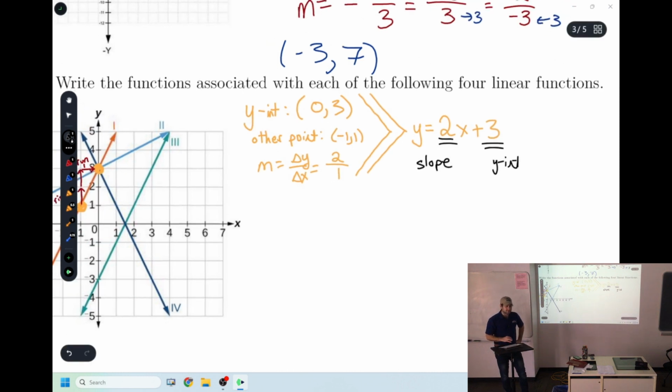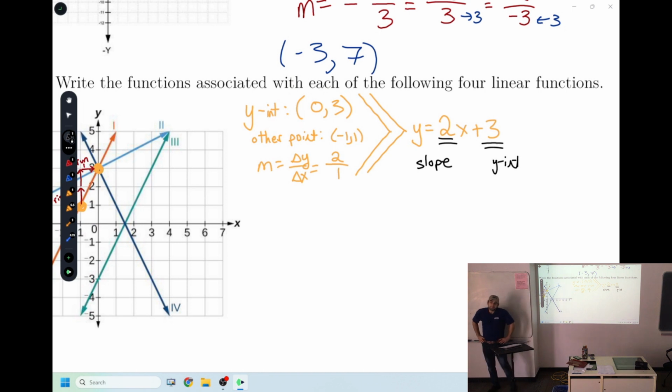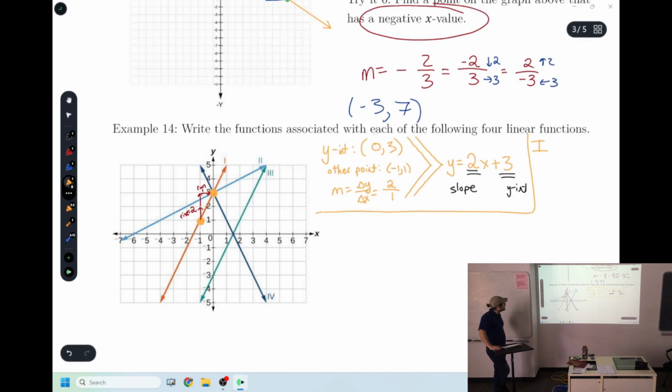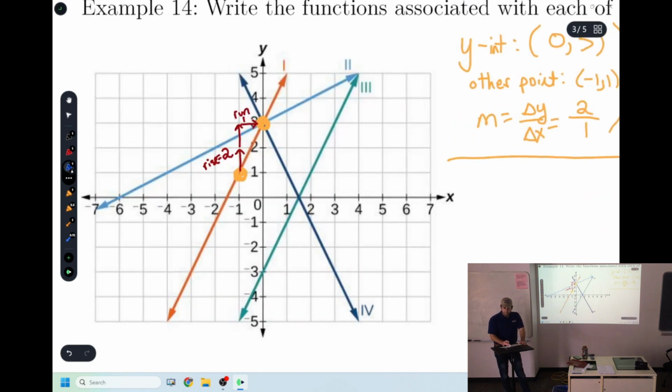Now, it's not always so nice that your y-intercept's given. Sometimes it's not, and then you have to do a little more work. And that would have been line number 1. Let's skip to line 4 because it's the only one with a different slope. So skip to the dark blue line, or line 4.